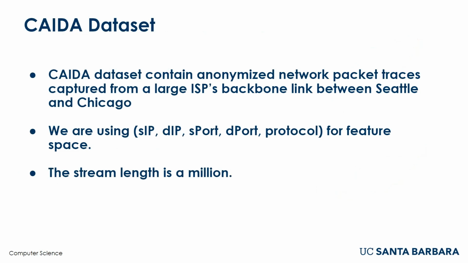For this presentation, we showcase experimental results over the CAIDA dataset. The CAIDA dataset contains anonymous network packet trace between Seattle and Chicago. We assume the feature space is source IP, destination IP, source port, destination port, and protocol. And the stream length used is 1,000,000 packets.